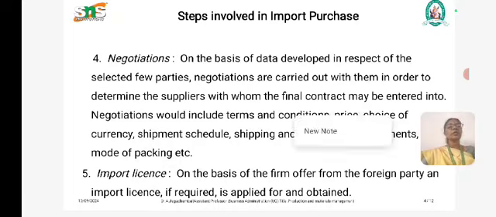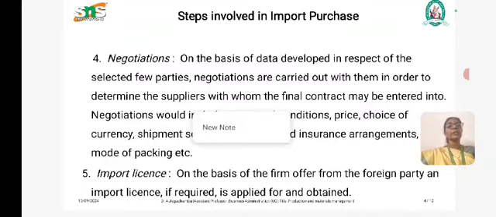After that, negotiations are carried out with them in order to determine the supplier with whom the final contract may be entered into, because negotiation includes terms and conditions: choice of currency, shipment schedules, shipping documentation, mode of packing, etc. Not only price, quantity and quality, we consider currency, shipment, insurance and mode of packaging.